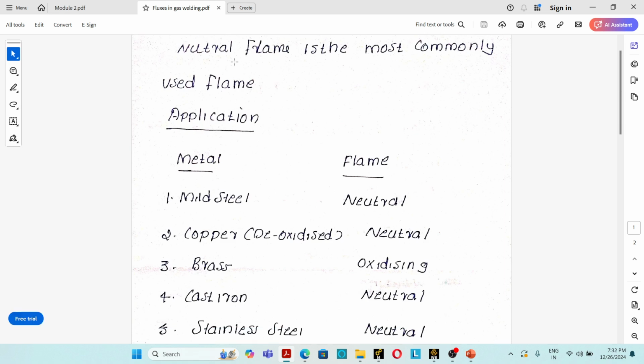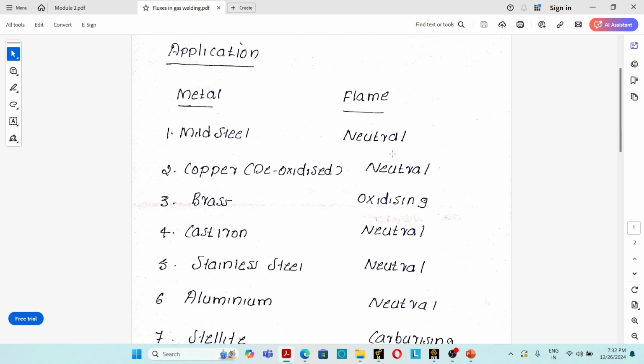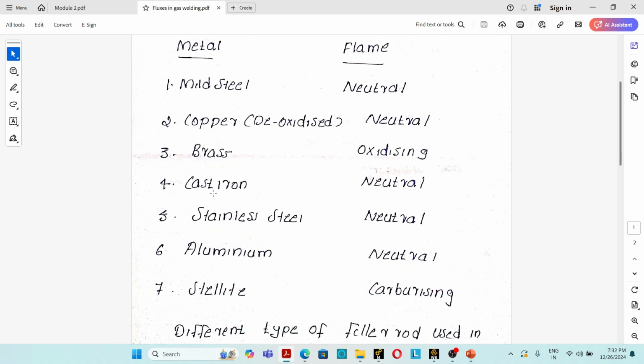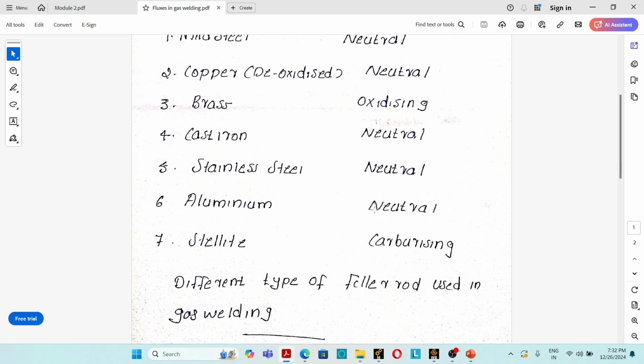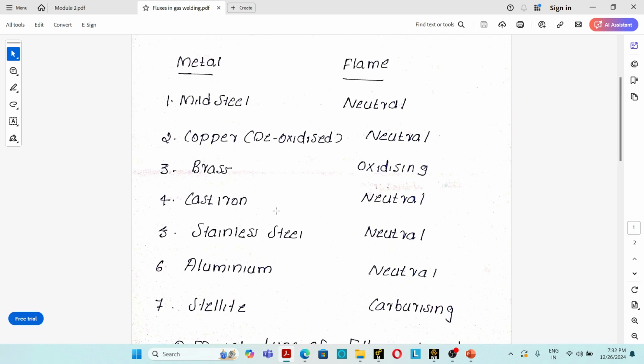See, neutral flame is the most commonly used flame. For mild steel we are using neutral flame. Copper deoxidized, we are using neutral flame. Brass welding, oxidizing flame. For cast iron welding, neutral flame. Stainless steel welding, using neutral flame. Aluminum, we are using neutral flame. Stellite, we are using carburizing flame. So these are the different types of metal and the different types of flame used for the oxyacetylene welding process. This is very important.